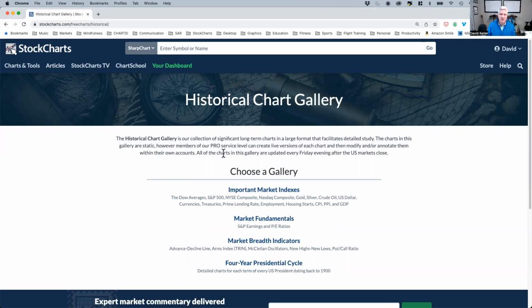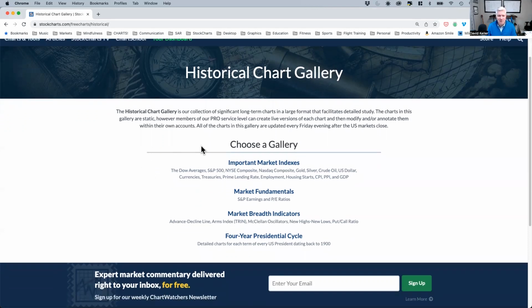As you'll see from the message at the top, you can access these charts in a large format. They're static images representing that market history. If you're a pro level subscriber to StockCharts, you can actually create your own live versions of these charts and save them to your own chart list. But there's so much history in there, we limit it to the pro service level. So if you're doing this sort of analysis in depth, I would encourage you to upgrade your service if you're interested.